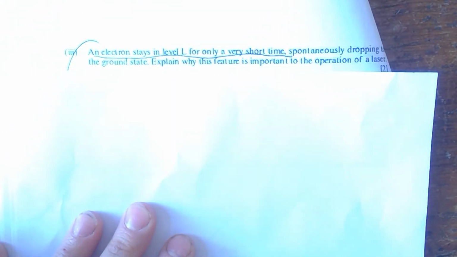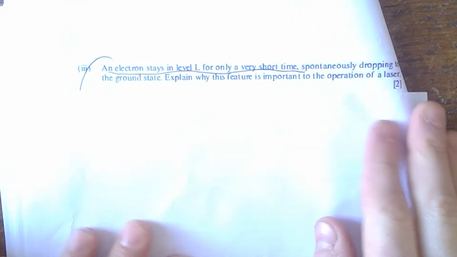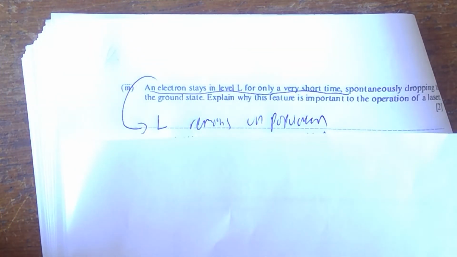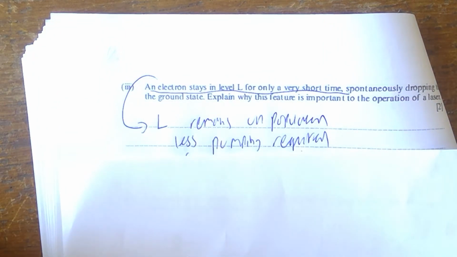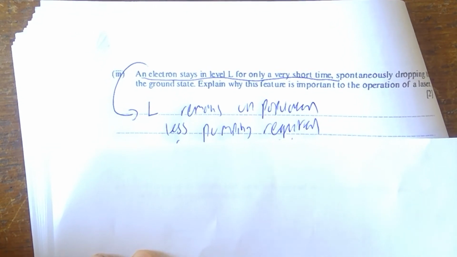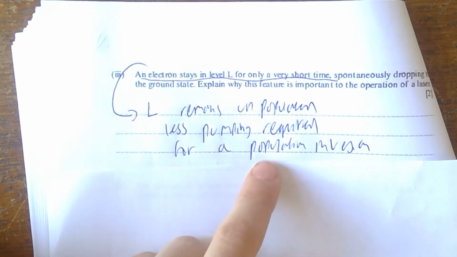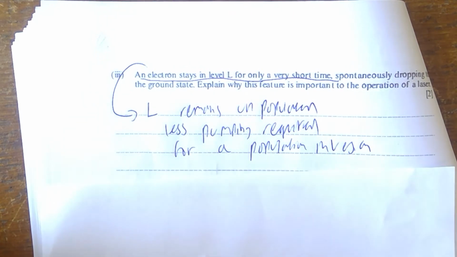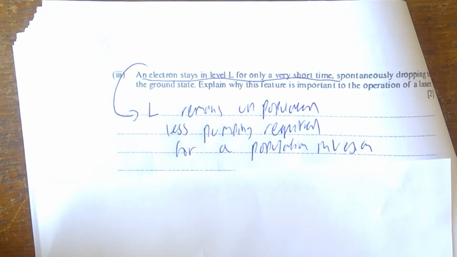An electron stays in level L for only a very short time, spontaneously dropping to the ground state. Why is that important? The operation of the laser. L remains unpopulated. So there's going to be very, very few electrons there. So there's less pumping required. Much like the previous question, where we had a similar question actually. Why was it important for the, I think, level L to be above the ground state? Less pumping is required actually to get the population inversion, so that's important. We're pumping to get this population inversion.